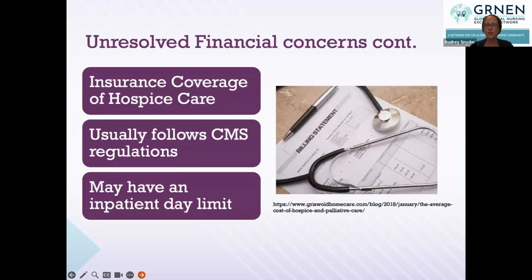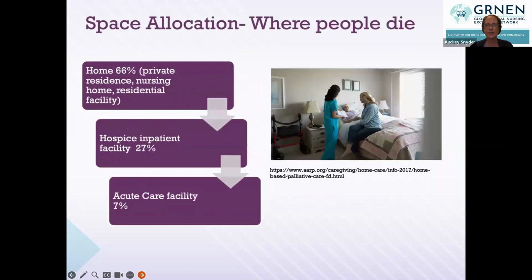Usually most insurance companies follow the CMS guidelines, but there may be that inpatient day limit. When we think about where people actually die, the majority of people die at home, either in their private residence or if the nursing home is their home or a residential facility. Almost a third die in a hospice inpatient facility, and only 7% actually die in the hospital.